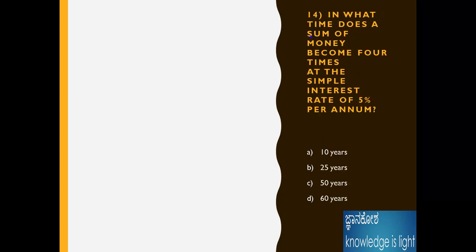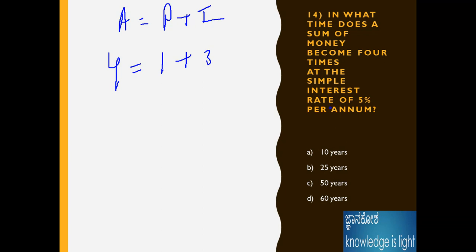In what time does the sum of money become 4 times, at a simple interest rate of 5% per annum? Okay, 4 times. A is equal to P plus I. This amount should be 4 times, that should be 1 plus 3. Understand?